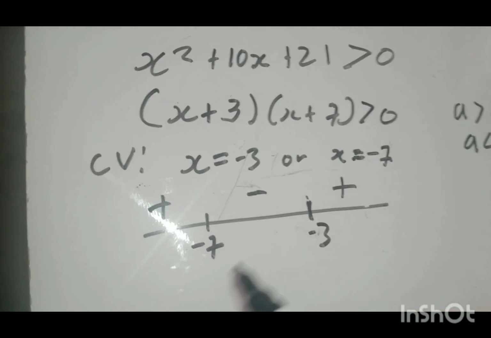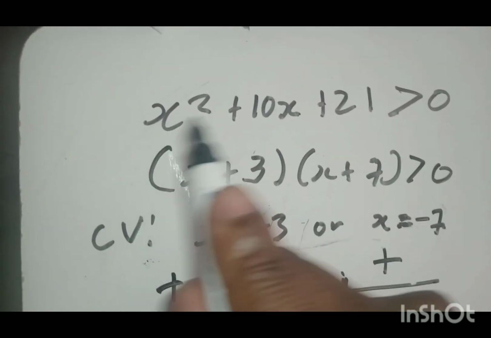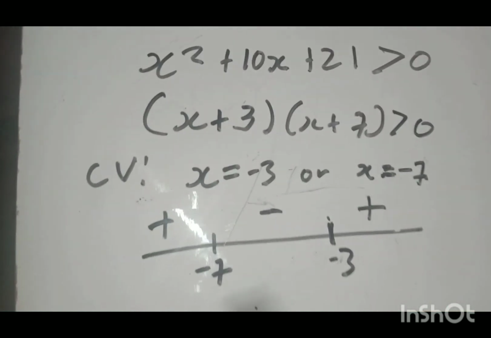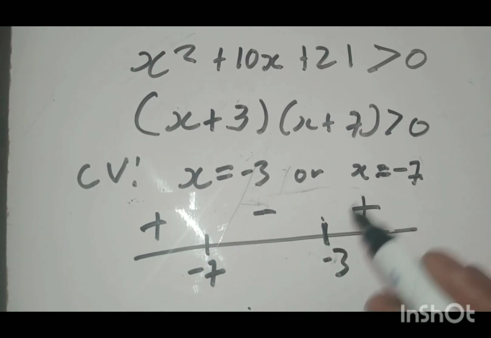From here, we need to find out which group wins. So according to this, it says that this equation must be positive, right? Greater than 0. So which group is positive? It's group 1 and group 3.